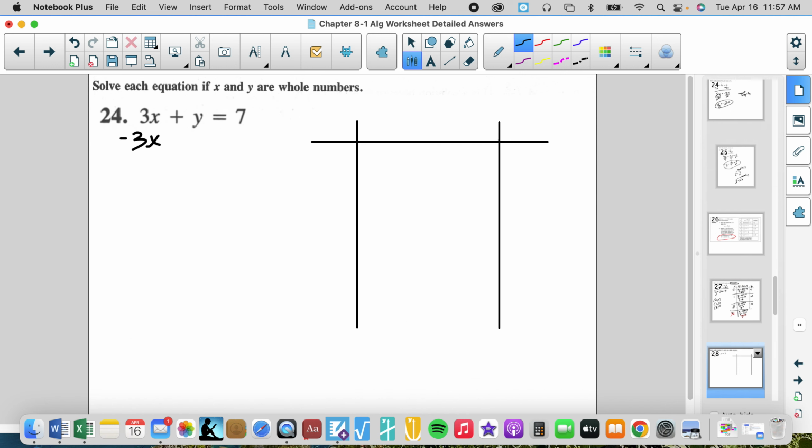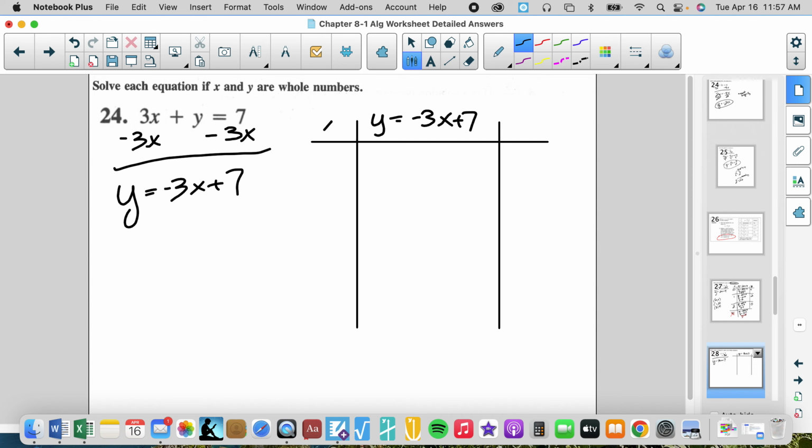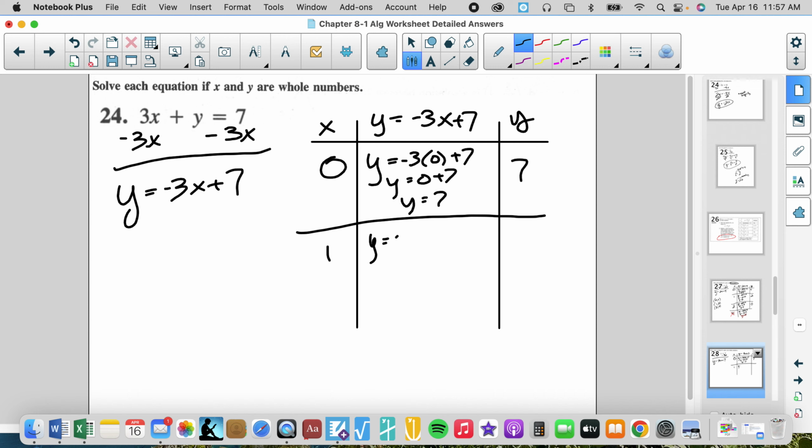First thing we do is we isolate for y. We write it in, technically it's slope-intercept form, y equals mx plus b. So here's my equation that I'm going to plug in. Here's my x, here's my y. I'm going to plug in 0. I get 7. That's okay, that meets the standards. For 1, y equals -3 times 1 plus 7. Y equals -3 plus 7. Y equals 4.